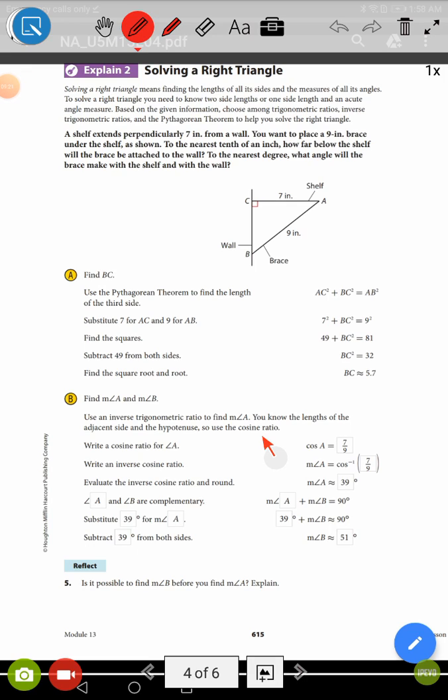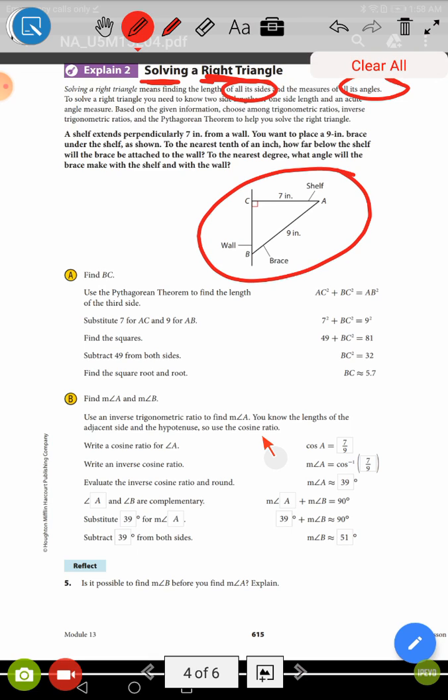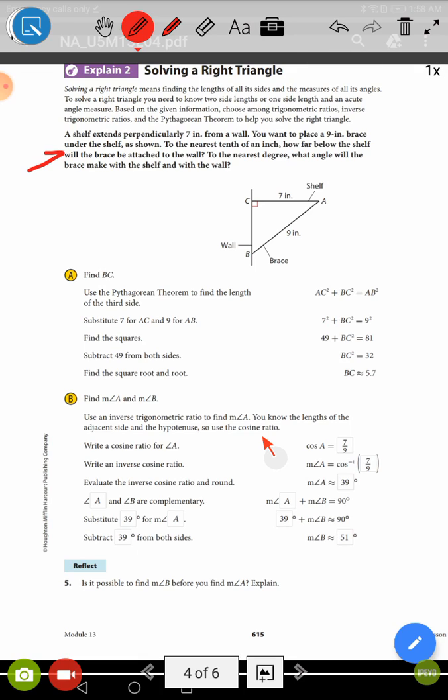Part number 2, explain. Number 2 is solving a right triangle. What does it mean? It means find all angles and all sides. If I tell you to solve any triangle, it means find all sides and all angles. For example, that one, you have to read the problem first. So take 1 minute, then answer with me.